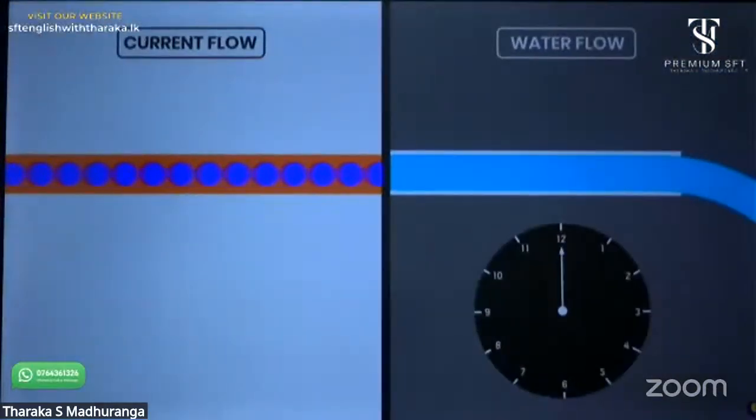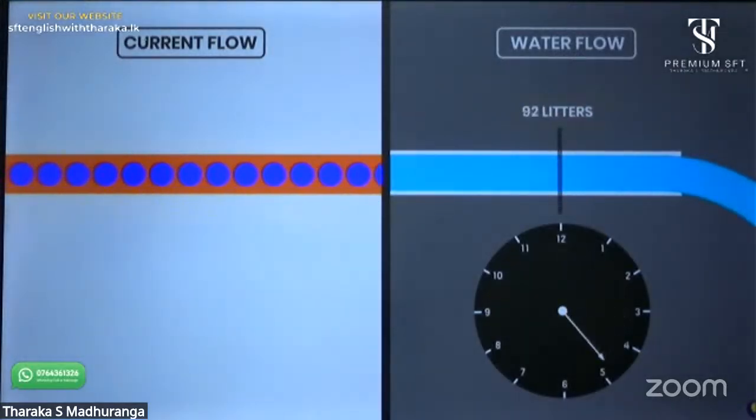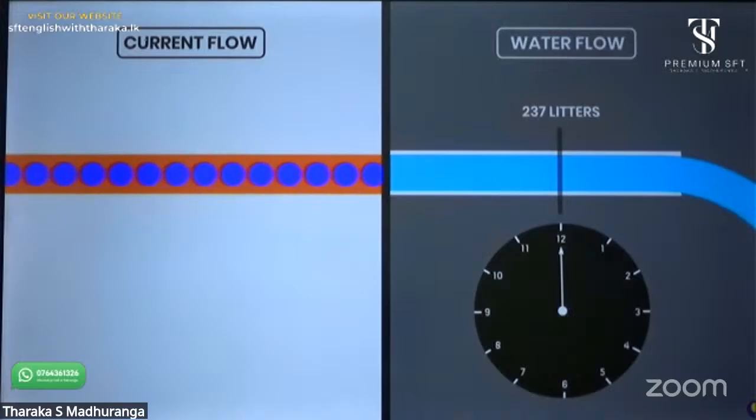This calculation is similar to the flow of water. We can calculate how many liters of water pass through a particular point in 1 minute. So electric current means nothing but flow. It is the rate at which electrons flow past a point in a complete electric circuit.